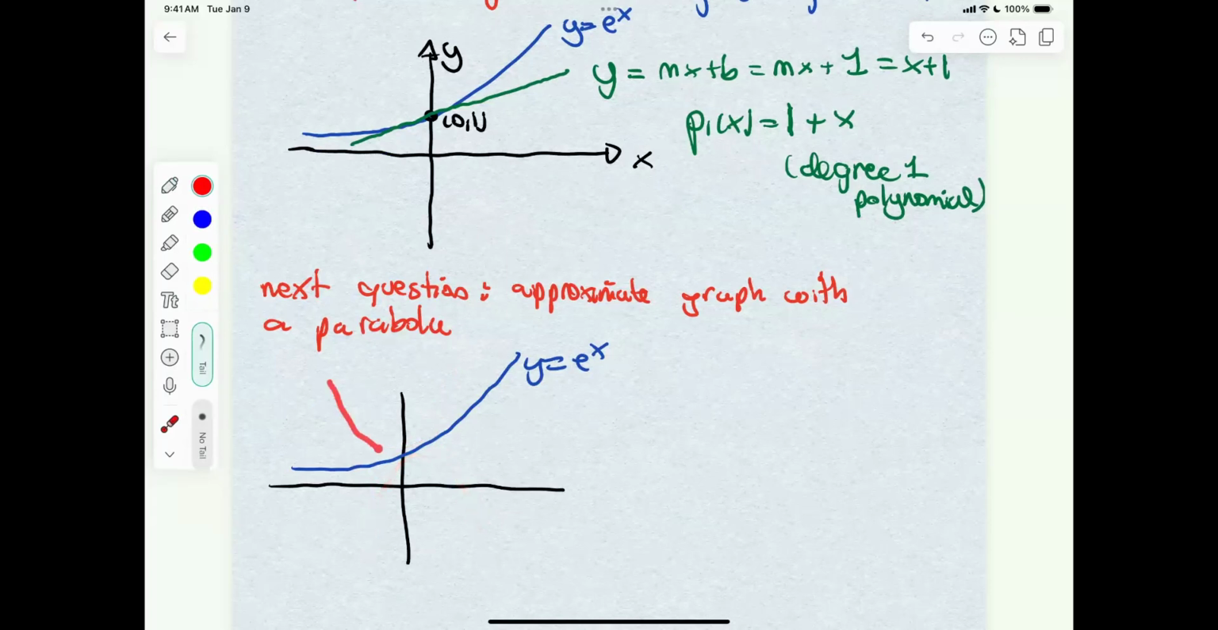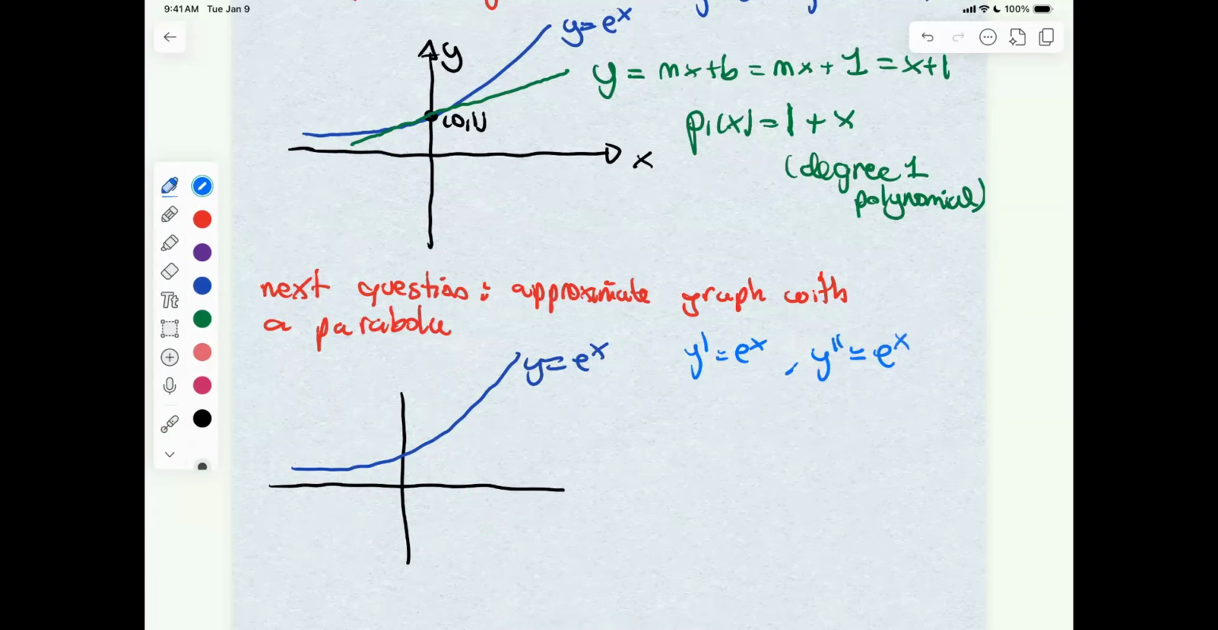Because of the concavity. This is a concave up parabola. And if you remember, what is the second derivative of e to the x? That's a nice thing about the exponential: the first derivative is e to the x, and the second derivative is e to the x as well. So it's always positive, which means it is always concave up. So if you were to try to approximate the graph with a parabola, it makes sense to approximate it with a concave up parabola. So I'll try to draw the approximations like this.